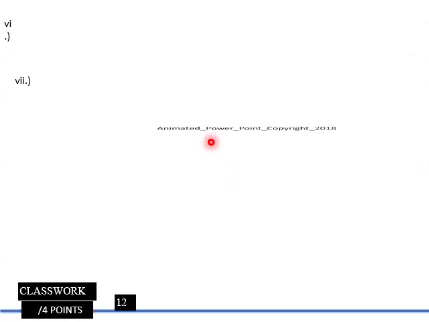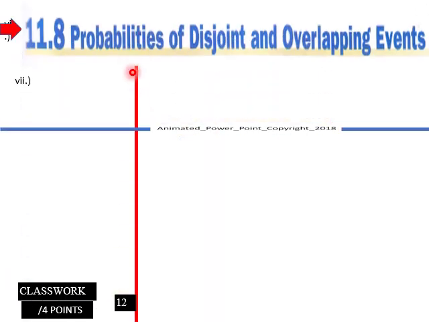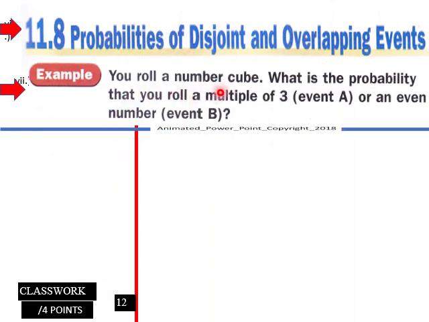And moving on now into our next example, which will be 11.8, probabilities of disjoint and overlapping events. You roll a number cube. What is the probability that you roll a multiple of 3, event A, or an even number, event B? So event A or event B, what would be the probability of that?